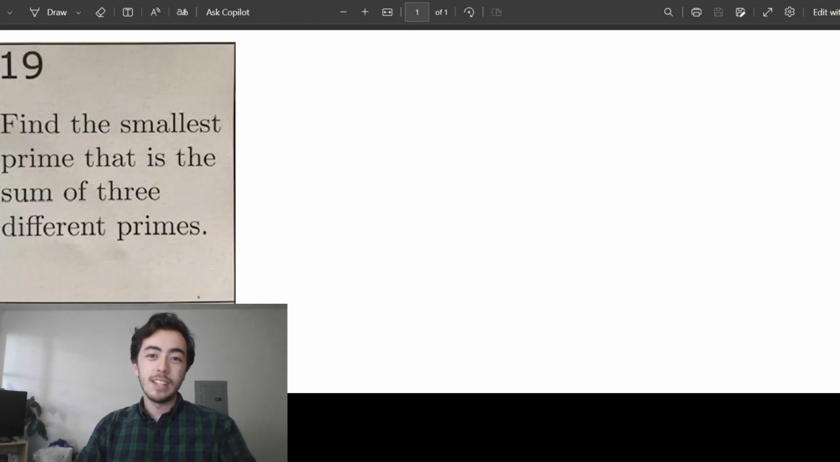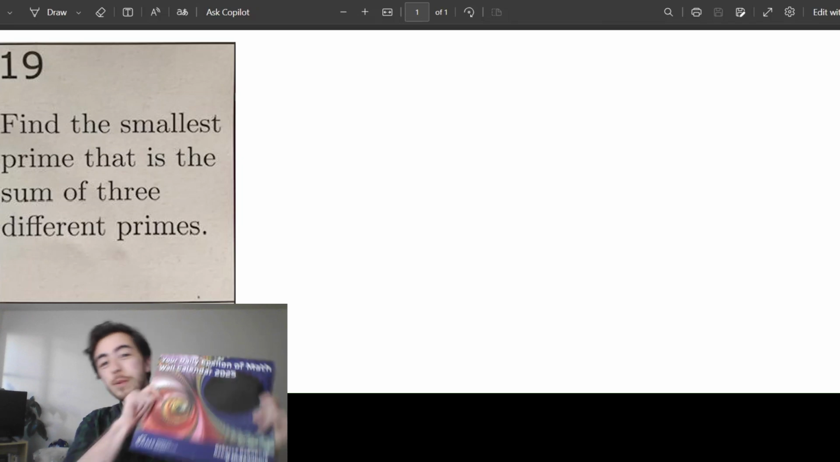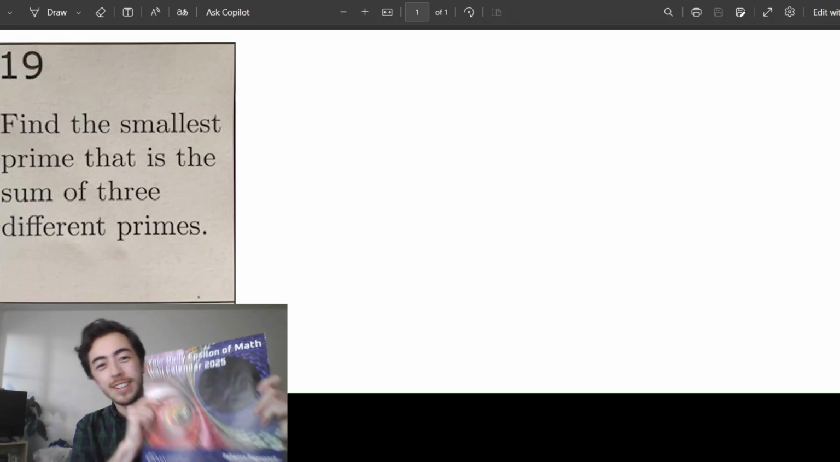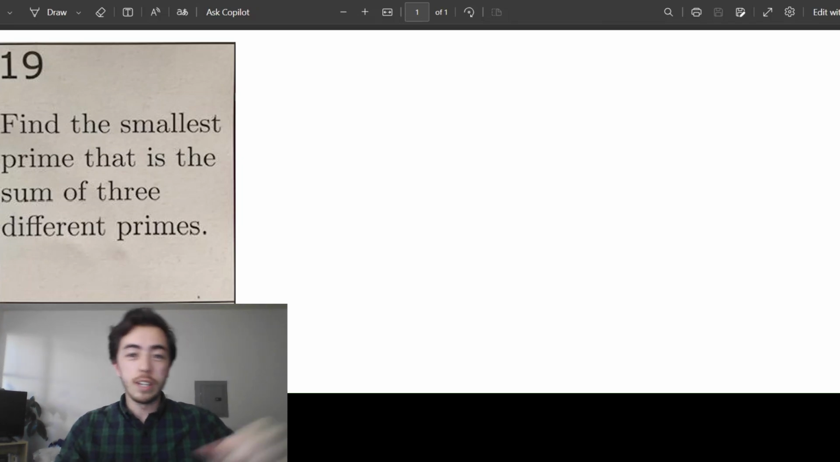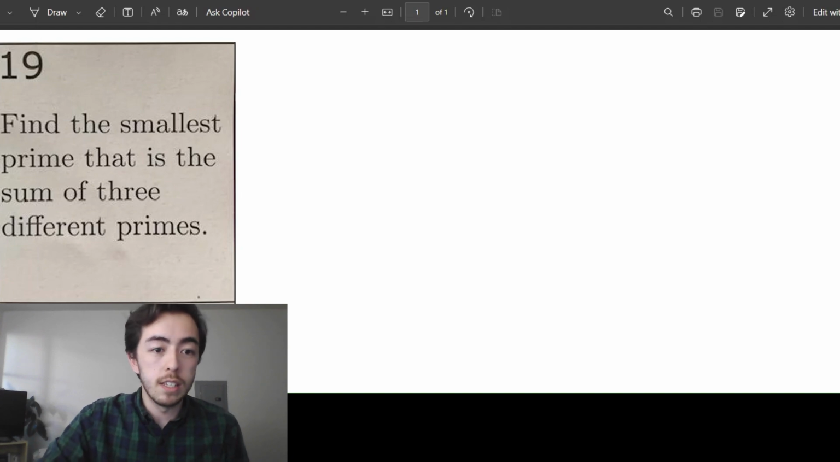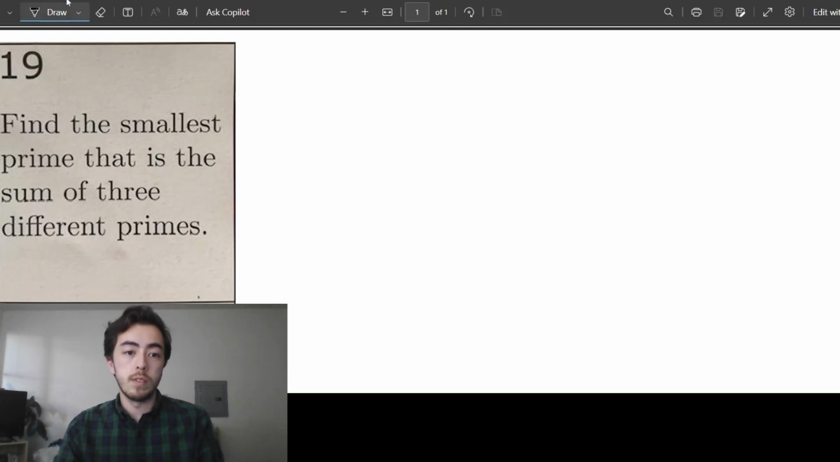Today is July 19th and we're solving problem number 200 from the Daily Epsilon calendar. We need to figure out why 19 is the smallest prime number that is the sum of three different primes.